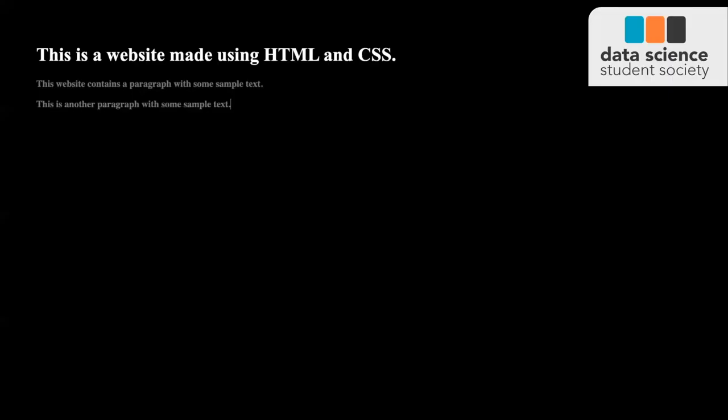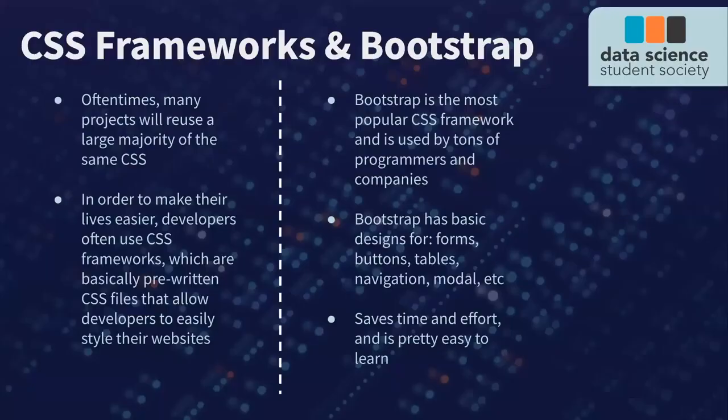And this is a website that has the styles from the previous image being applied. As you can see, the entire website is black because the body has been given a background color of black, and the heading text is white and Times New Roman, and the paragraph text is gray and bolded.